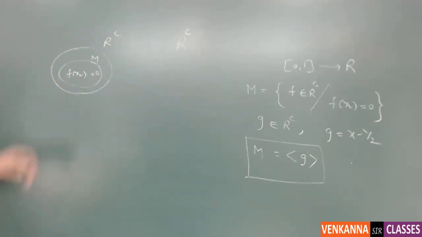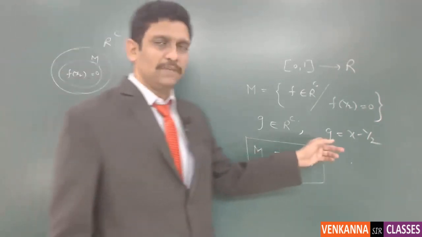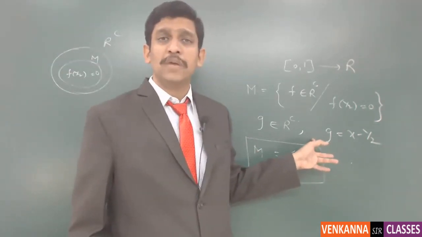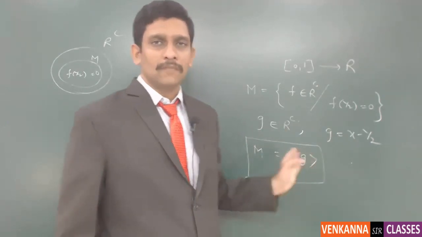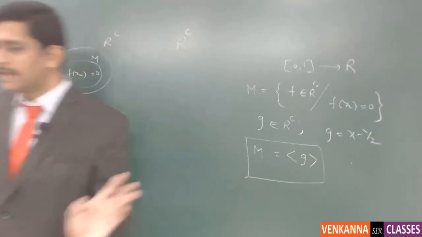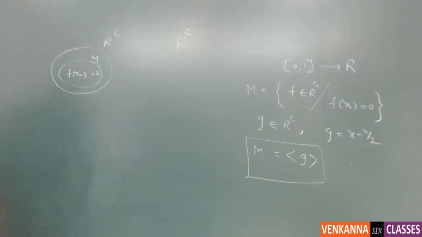Now we have to show that this set is generated by the function G, where G is denoted by G of x is equal to x minus 1 by 2. That we have to show. Clear? Yes or no? Right.